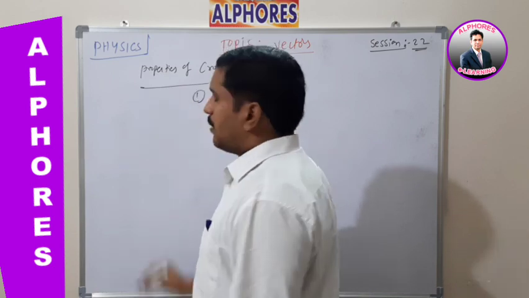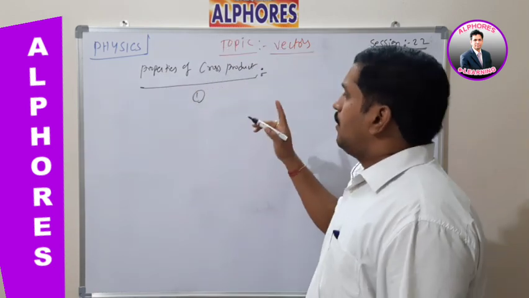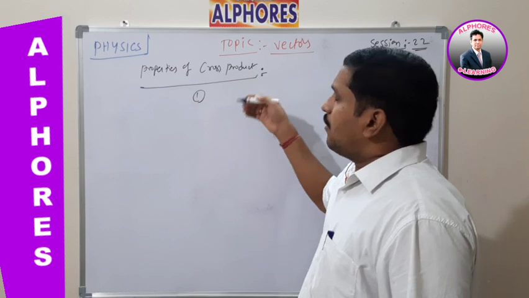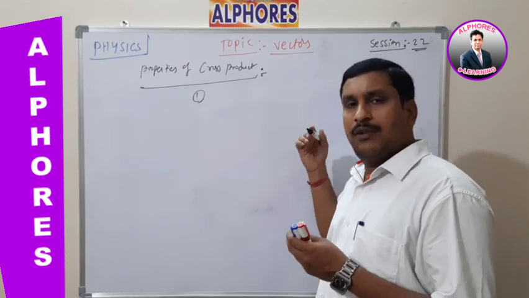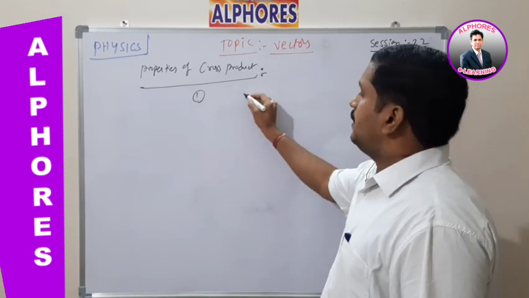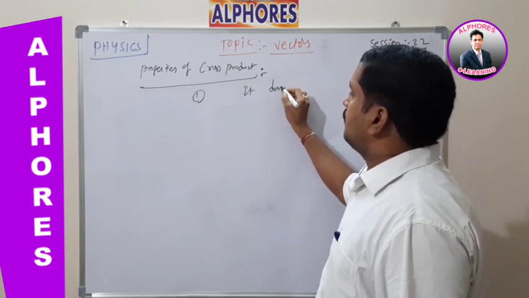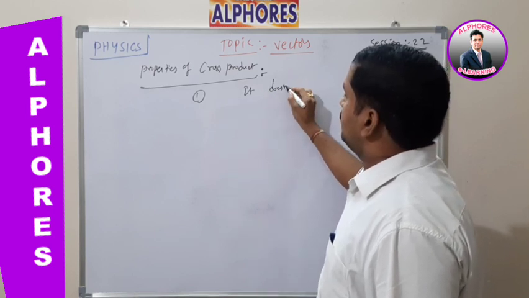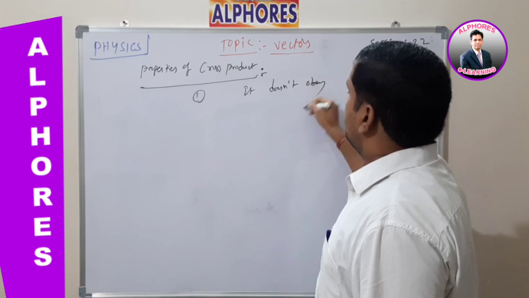So what is the first property? Again I am explaining. The first property, according to the right hand thumb rule, which we already discussed yesterday, is that the cross product doesn't obey the commutative law.